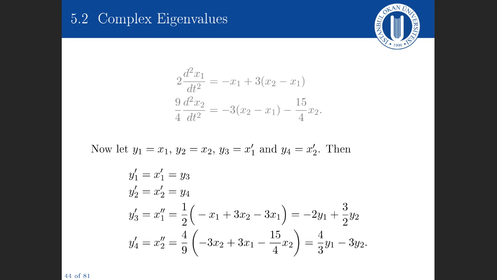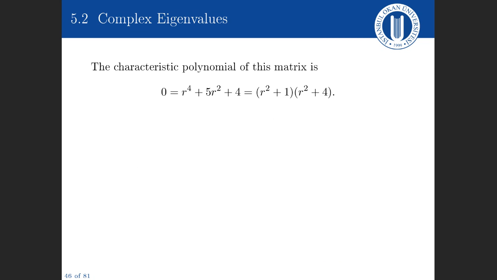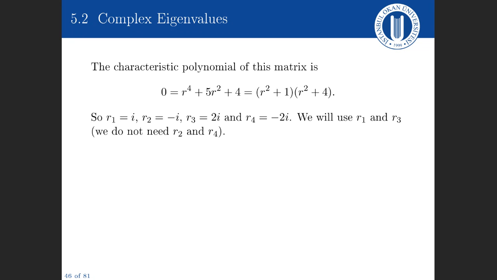Now we have a system of 4 first-order linear differential equations. And if we write that in terms of matrices, it looks like this. We know how to solve things like this. We need the eigenvalues and the eigenvectors. I'll tell you that the eigenvalues are i, minus i, 2i, and minus 2i. We don't need all 4 of these. We're going to be using r1 and r3. We don't need r2. Forget about r2. We don't need r4. Forget about r4.